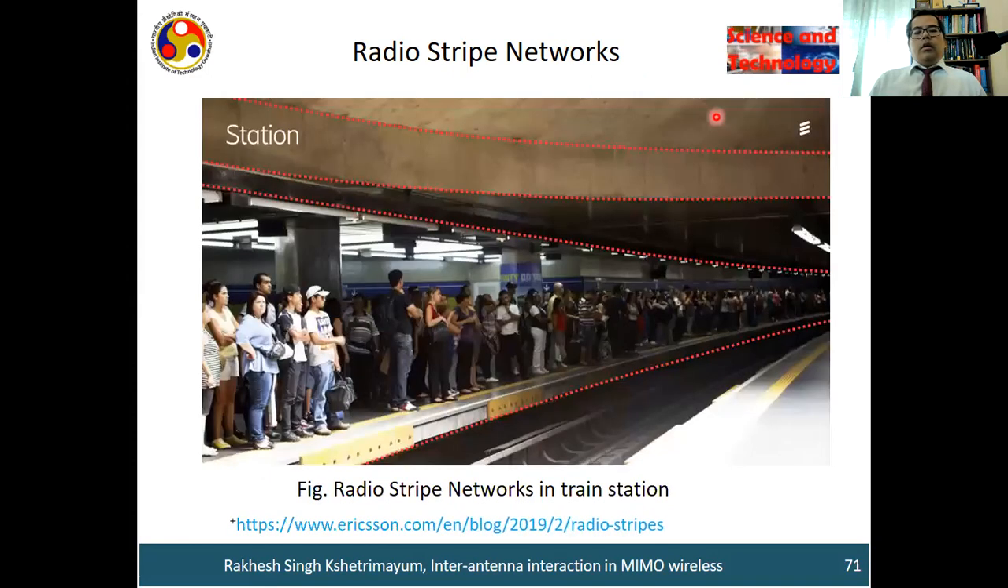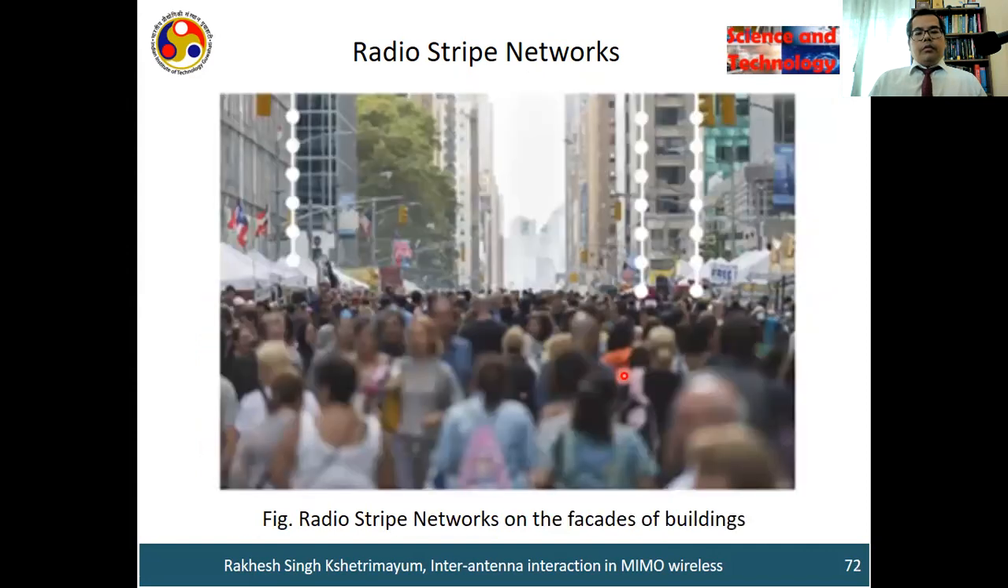Next is the train station. Also, many users are standing here and they are doing something with their mobile phones. So every user will have very heavy traffic here because there are a lot of users here. So in order to give very good quality of service and data transfer to all the users who are in the train station, you need to have a radio stripe network here. These are radio stripe networks on the walls, on the rails, so you can put it anywhere.